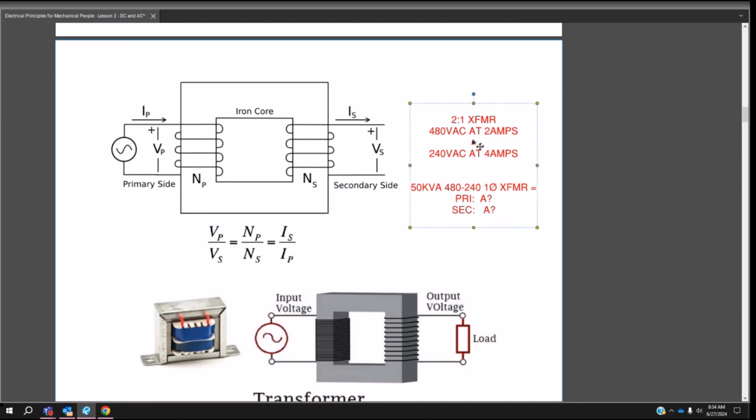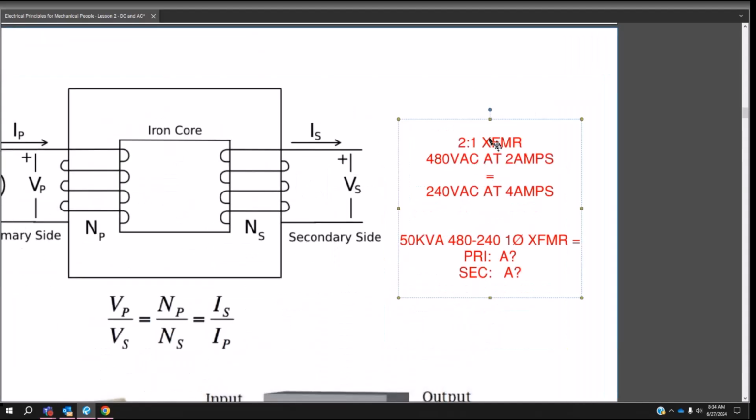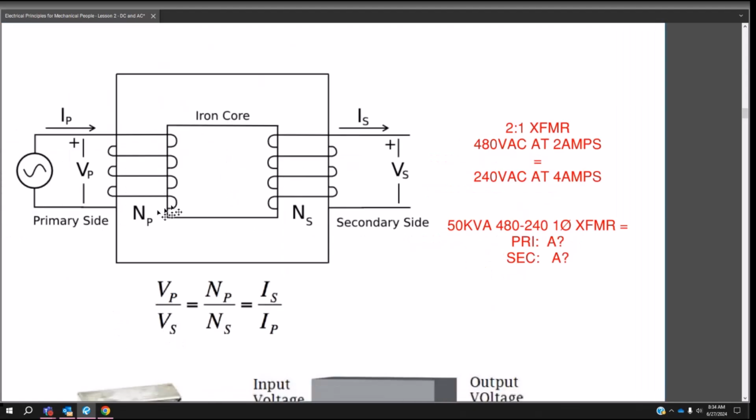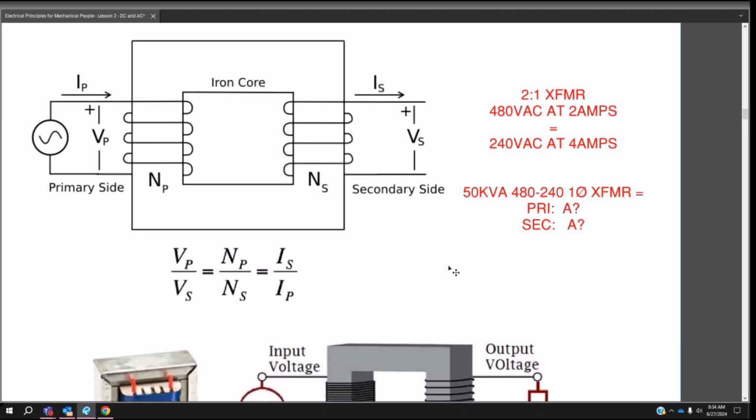Mathematically speaking, a 2-to-1 transformer, meaning for every 2 coils over here, you have 1 coil over here. If you have 480 VAC at 2 amps, you're going to have 240 VAC on the secondary and 4 amps coming out. So the next math problem you have is on a 50 kVA 480 to 240 single phase transformer. How much primary current do I have? How much secondary current do I have?